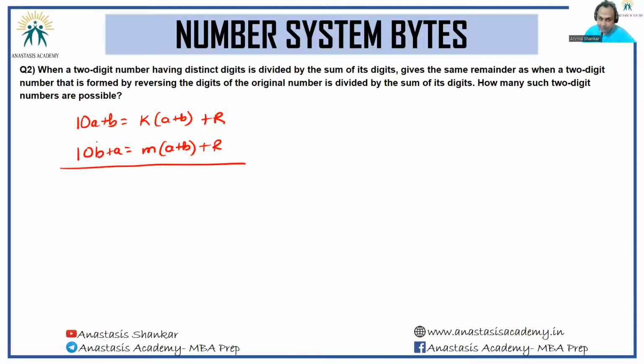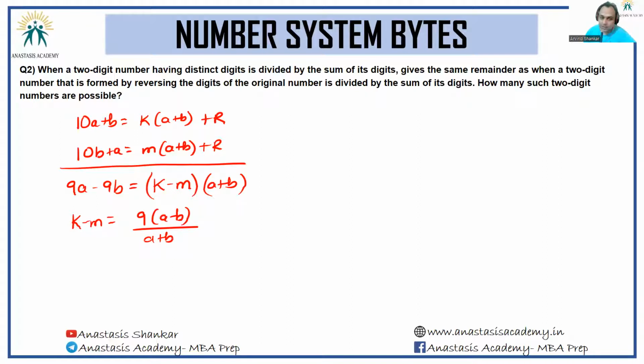But if I subtract the second equation from the first equation, I would have 9a minus 9b is equal to k minus m into a plus b, or I would have k minus m equal to 9 times of a minus b by a plus b. Now k and m were supposed to be integers. So a plus b will completely divide 9 into a minus b.